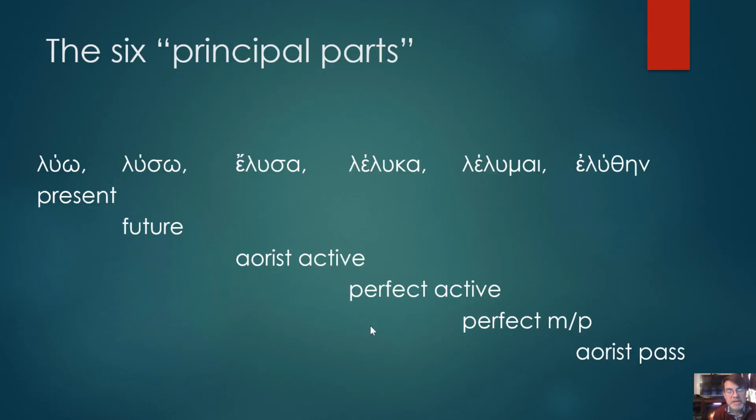So if you know these basic chassis, you can recognize any car. It may have a spoiler on it, it may have special tires, but the basic chassis of any version of luo is built off of one of these 6 principal parts.